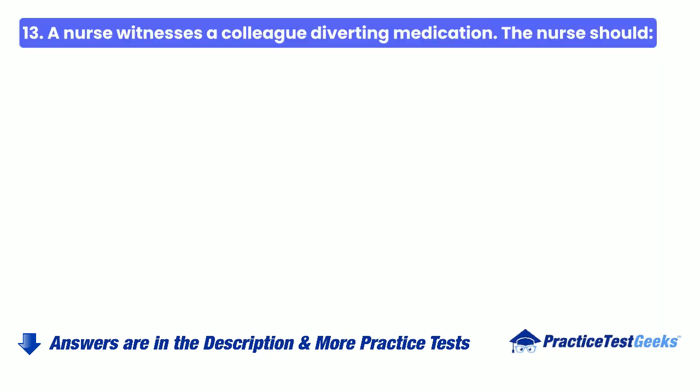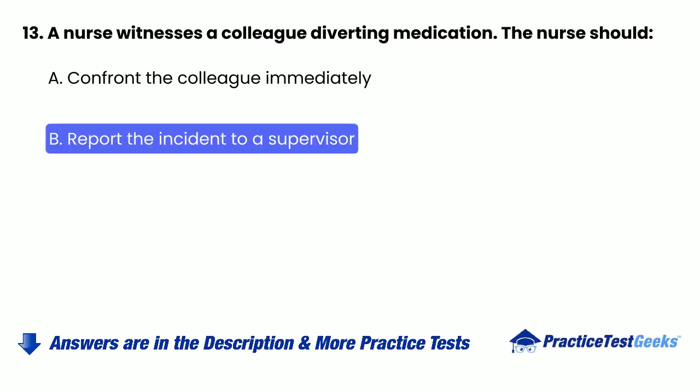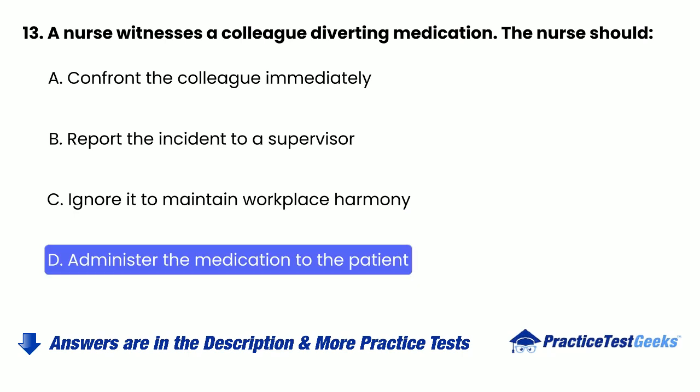13. A nurse witnesses a colleague diverting medication. The nurse should: A. Confront the colleague immediately. B. Report the incident to a supervisor. C. Ignore it to maintain workplace harmony. D. Administer the medication to the patient.